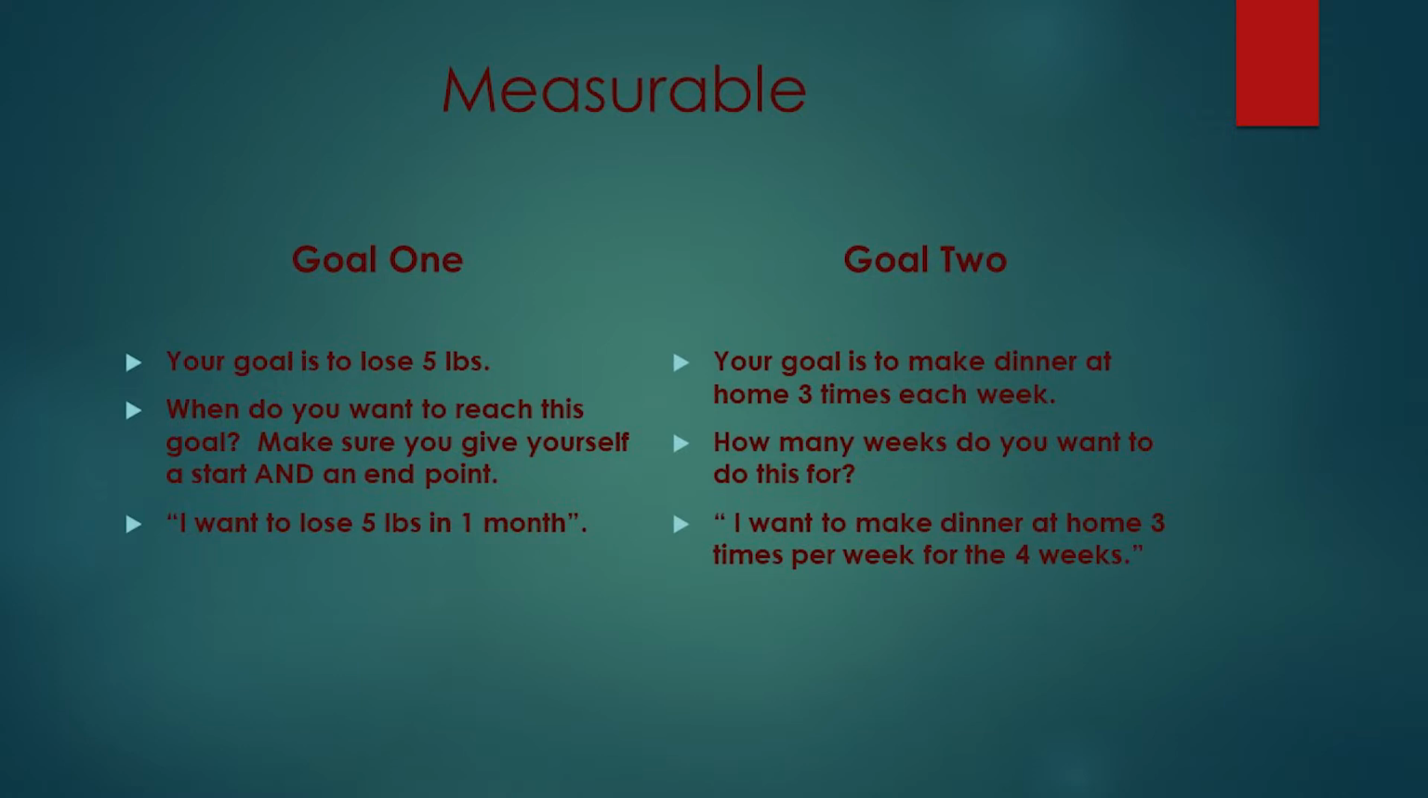Okay, let's go to goal number 2. Your goal is to make dinner at home 3 times each week. How many weeks do you want to do this for? Okay, I want to make dinner at home 3 times a week for 4 weeks, okay? And you're going to lose 5 pounds in 1 month. So maybe those two goals are trying to work together, right?